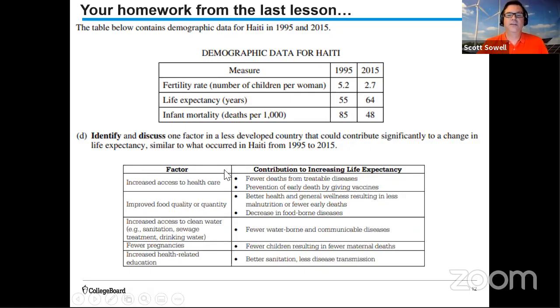So increase in healthcare, turned into prevention of early death because of vaccines, or fewer pregnancies, so fewer children resulting in fewer maternal deaths. So you had to identify a factor and then discuss how that factor contributed to life expectancy, not just describe that factor.